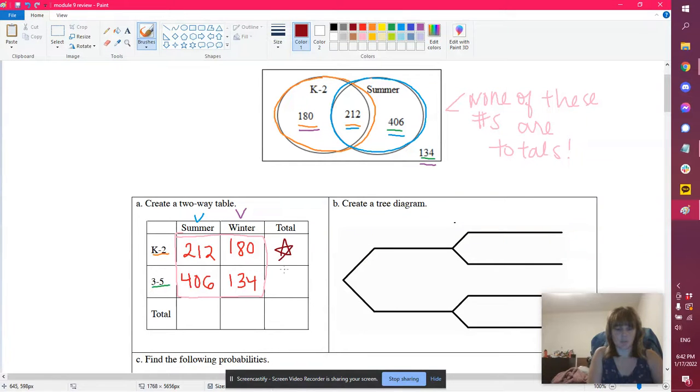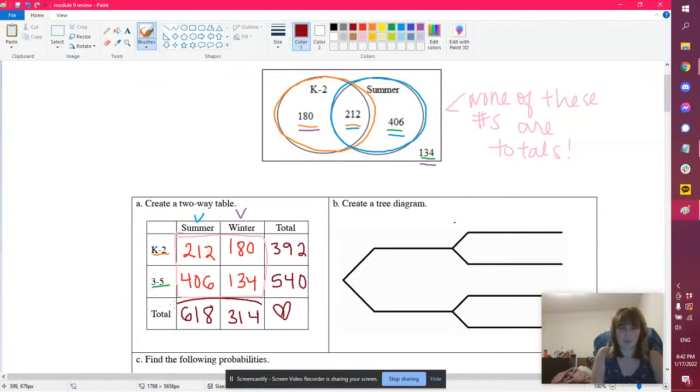So let's find this number by doing 212 plus 180. We find this number by adding these two numbers together. That is... We find this number by adding these two numbers together. And you'll have a calculator on your test, or you can do it in your head, either way. This number is adding these two numbers together. That seems like it'll be 14.